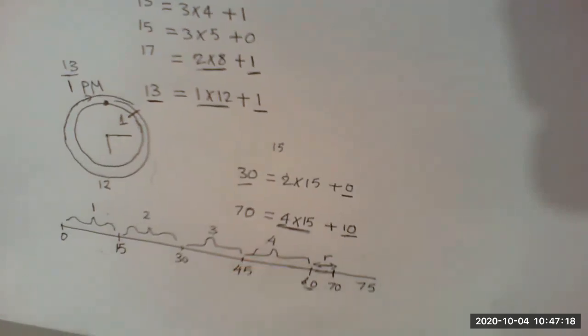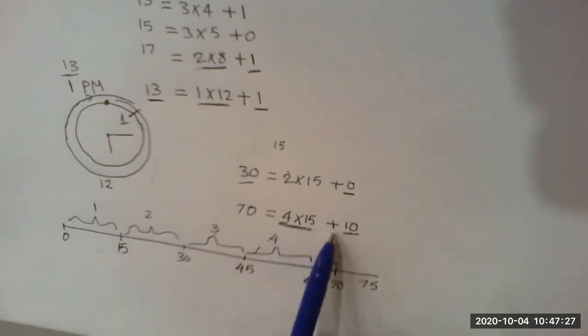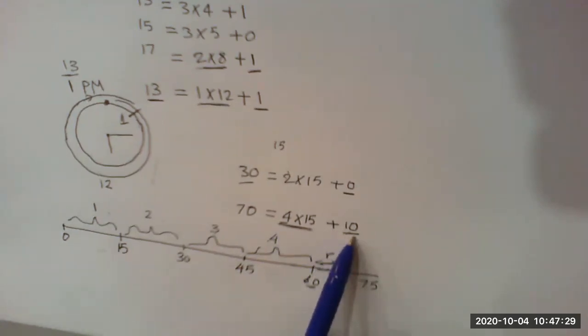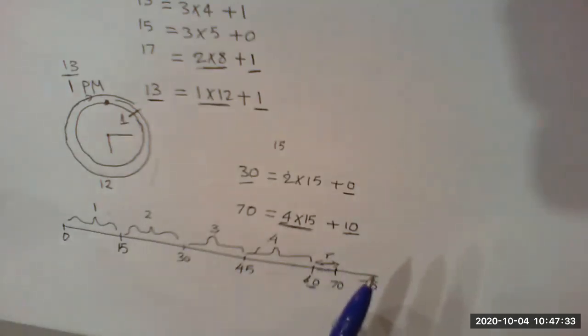Okay? So this is how to write any number as a multiple of some number plus the remainder. Okay, just before moving to the different section, does anybody have a question? Anybody want to ask any question?